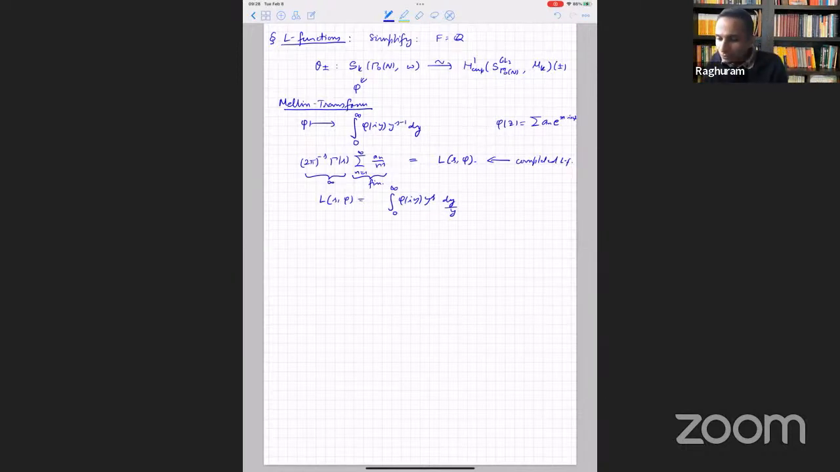And now, so this is a 1-minute introduction to L functions and the integral representation of L functions. How is this seen in cohomology? That's the final thing. I'll just say that and stop. So I want to talk about the Mellin transform.